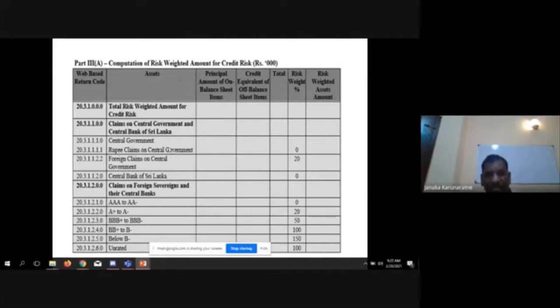Now, don't misunderstand. This foreign claims is different from foreign sovereigns. Foreign claims means the Sri Lankan government's claim in foreign currency. Don't mix up. But if you lend to a foreign sovereign, a claim on a foreign sovereign, then depending on the credit rating, these are the risk weights. For example, if you have a claim on a Sri Lankan bond, it's 20%.